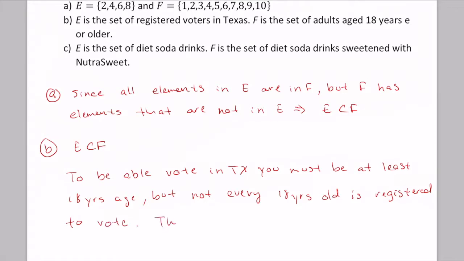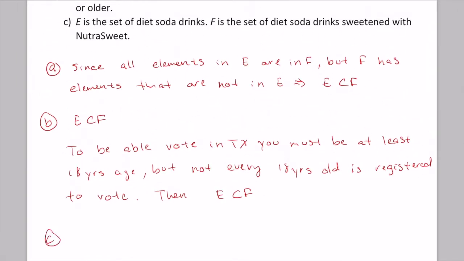Then finally C. E is a set of diet soda drinks. F is a set of diet soda drinks sweetened with NutraSweet. Some diet soda drinks are sweetened by something else, thus it's not a proper subset.